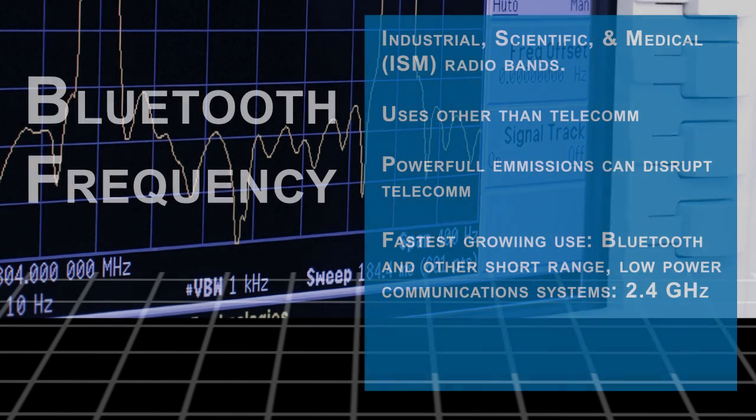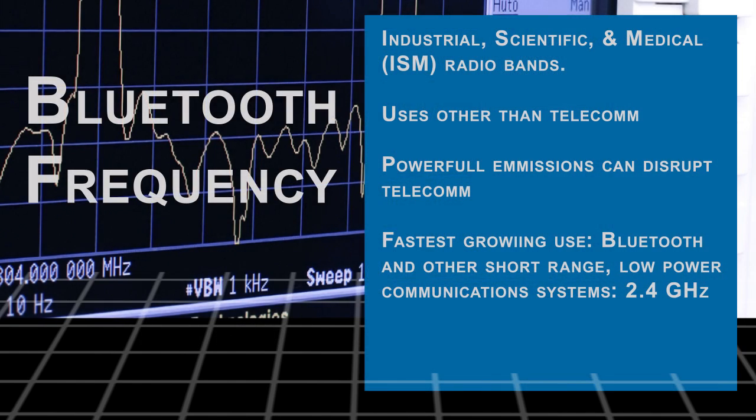Let's briefly review the Bluetooth frequency spectrum. The ISM radio bands are defined and controlled by the International Telecommunications Union. The frequencies in this spectrum are reserved for industrial, scientific, and medical usage other than telecommunications. Many of these devices can produce powerful emissions that can disrupt radio communications using the same frequency.